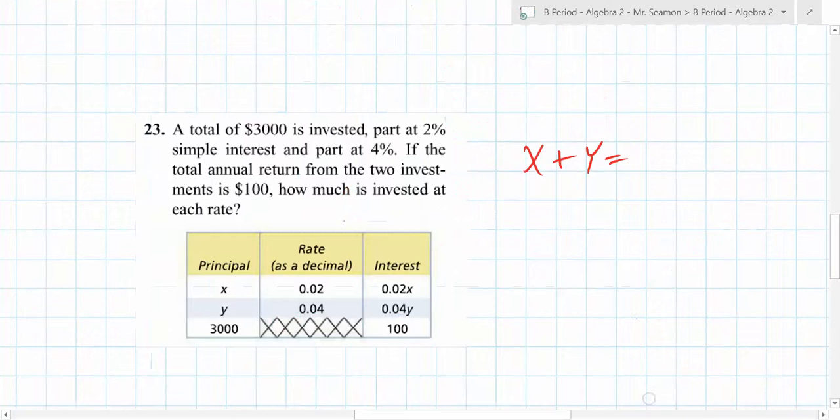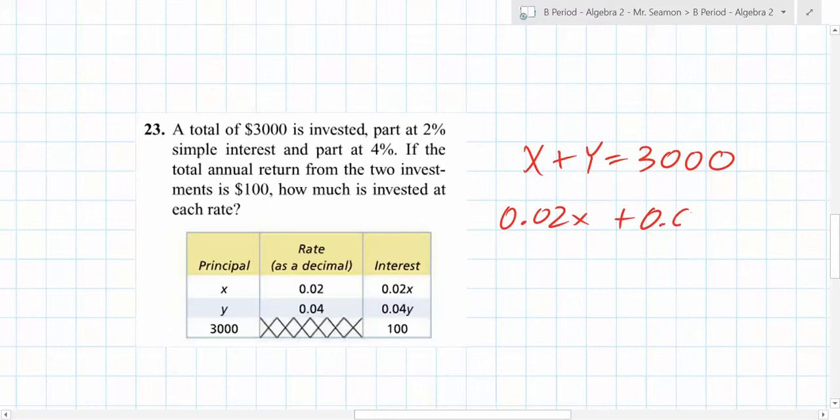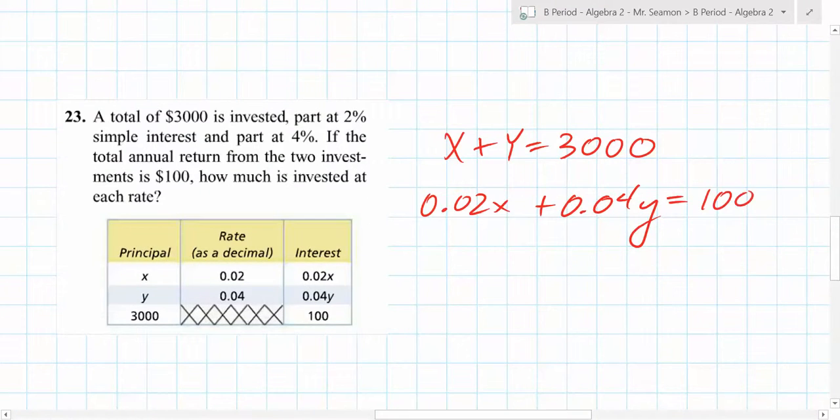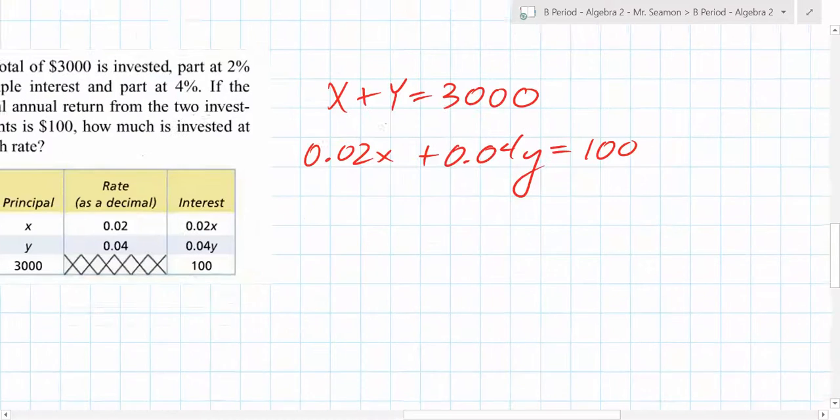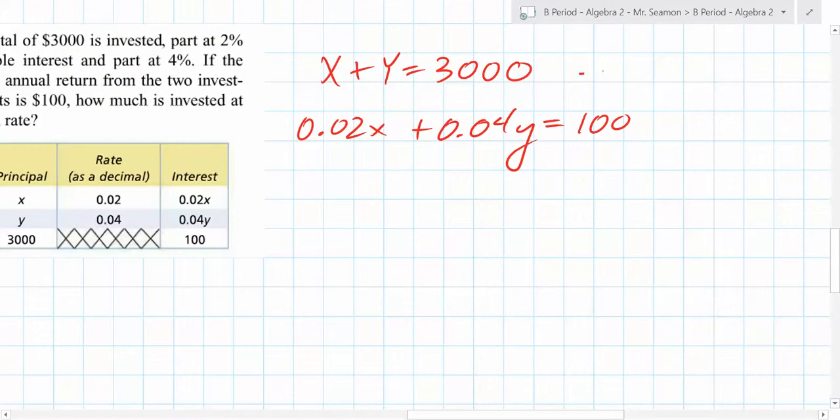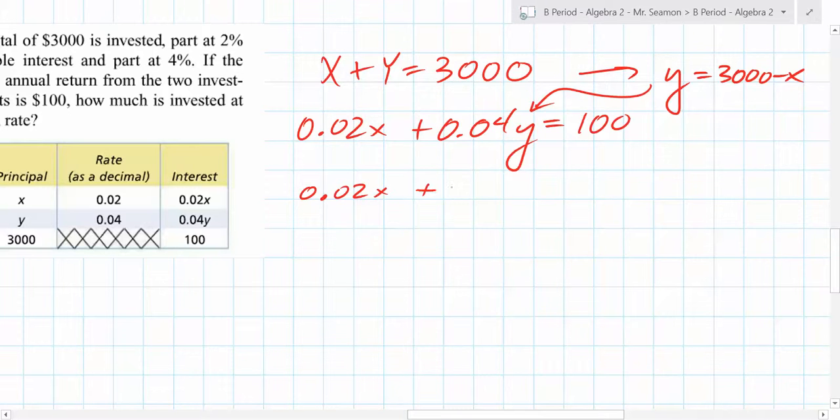Absolutely. Good. 3,000. Exactly. And you know that 0.02x plus 0.04y has to equal what? 100. How many equations do you see? 2. What method do you want to use to solve this? Substitution. We like y is equal to 3,000 minus x, and then where's that going to go? After 0.04. So 0.02x plus 0.04 times 3,000 minus x.